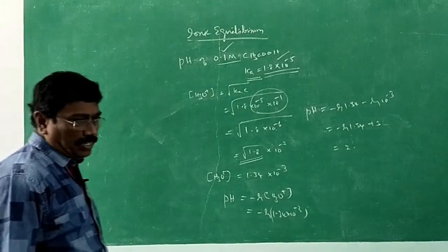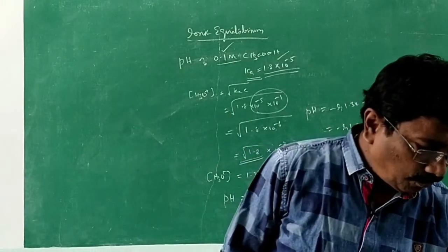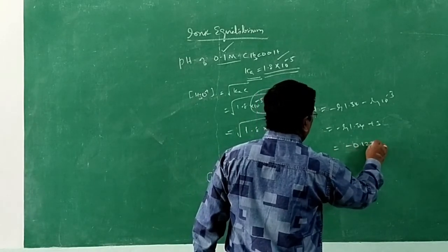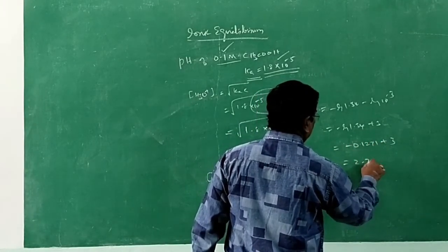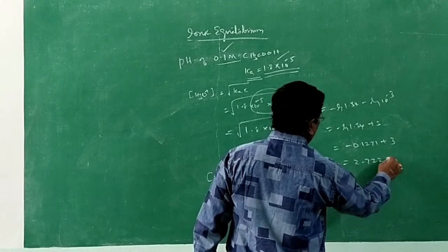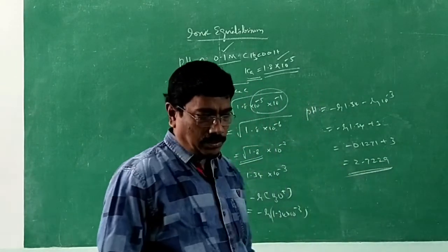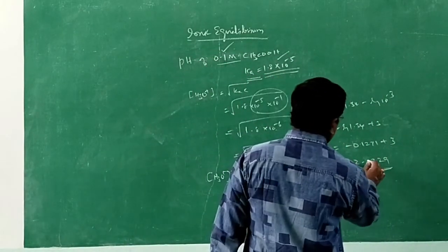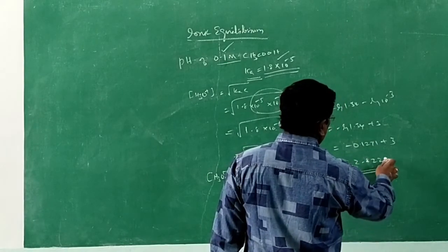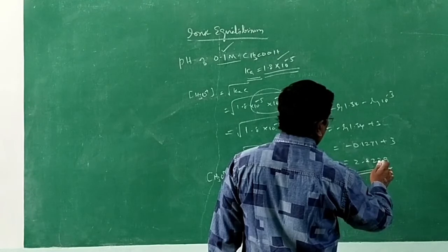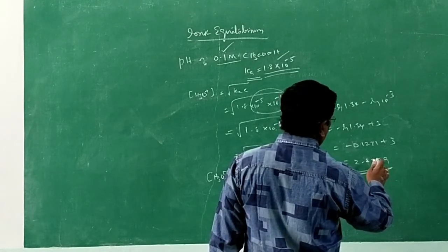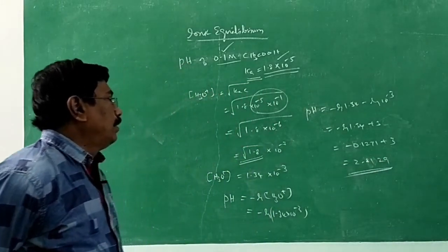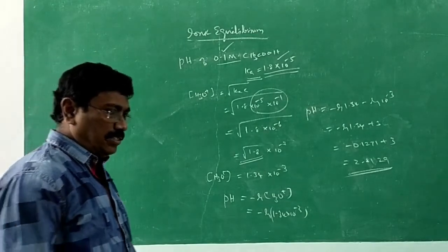This is how we get the answer. The log value is given as 0.1271, then plus 3, which gives 2.8729. So that is the pH of this solution.